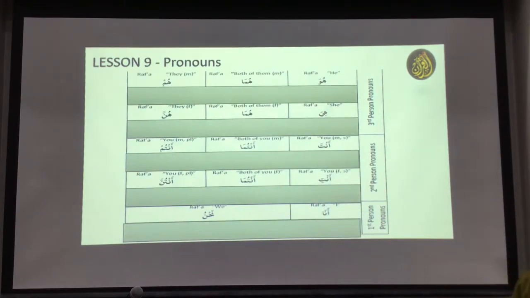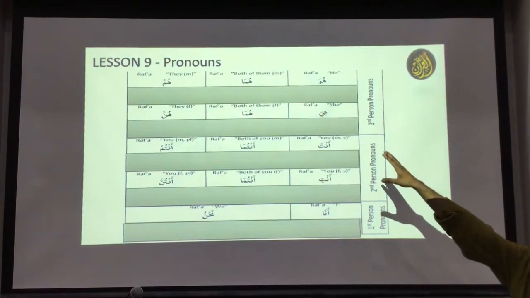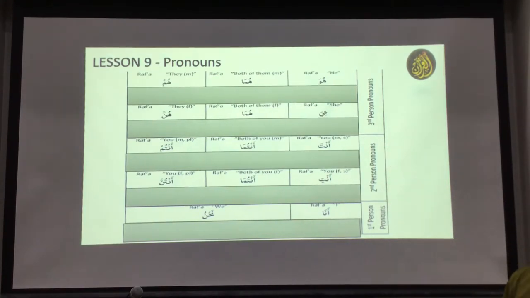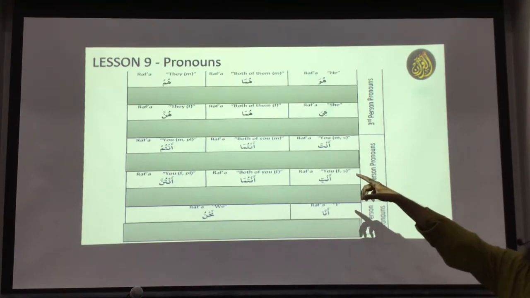How are you going to understand whether I am talking about two men or two women? You will understand with the context. When it comes in a sentence, there will be other clues to understand that. But when I talk about two men or two women, both of them are huma. Okay? So huwa, huma, hum, hiya, huma, hunna.